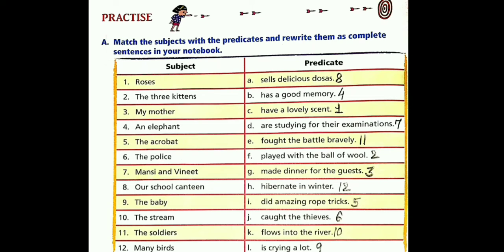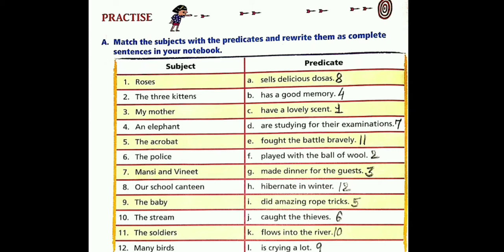Next is my mother. So the correct answer is G. Made dinner for the guests. So the complete sentence is my mother made dinner for the guests. And here my mother is the subject because we are talking about my mother. And made dinner for the guests will be the predicate.